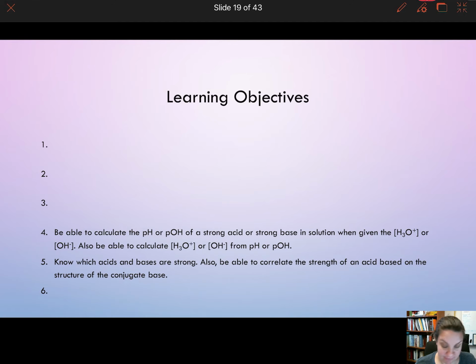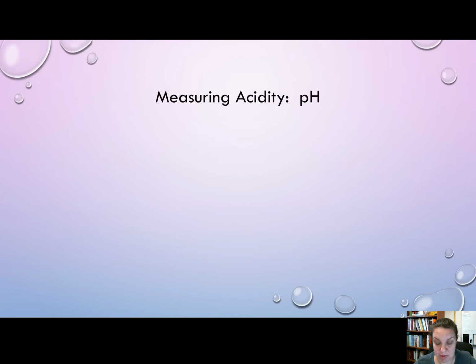Hello. In today's video we're going to be looking at pH and pOH, for either known concentrations of hydronium and hydroxide or when we have strong acids and strong bases, and then we're going to use the idea of pH and pOH to calculate our hydroxide and hydronium concentrations. We're also going to look at acid-base strength, and within weak acids we're going to look at its strength based on its conjugate.